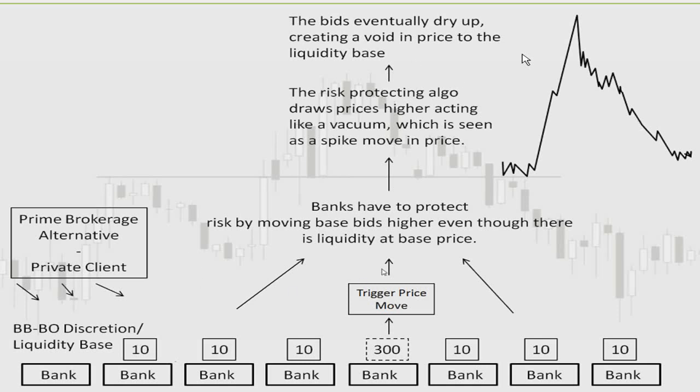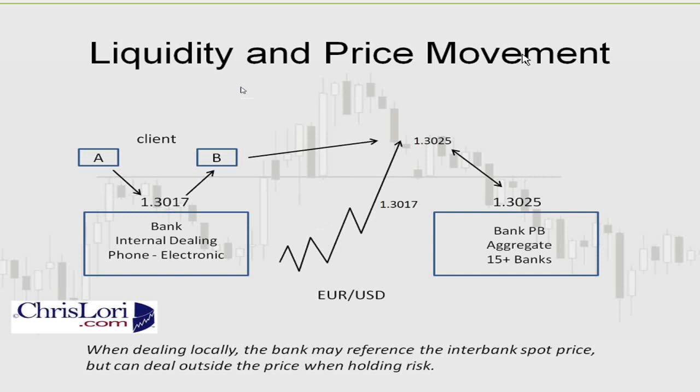So this is what we're referring to here when we look at price spikes, and they typically will overrun themselves. So if we look at this in a different way, a liquidity and price movement, it might look like this. On this side of the market, you have the bank that has internal dealing. So the bank offsets client A with client B, or they hold the risk. Now, on the other side of the market, you may have bank prime brokerage, where you've got an aggregator of some 10 or 15 banks.